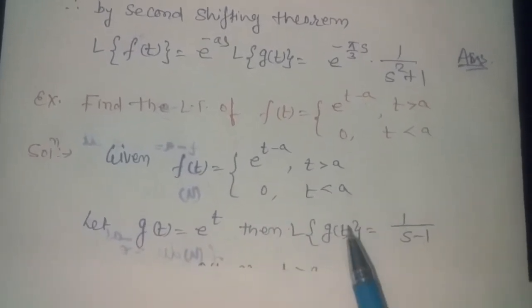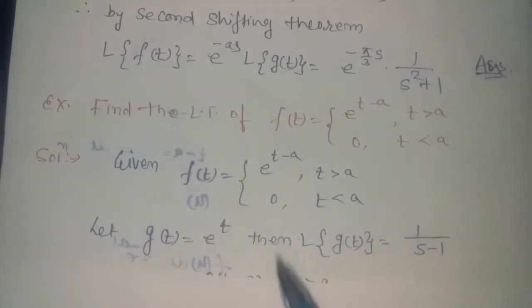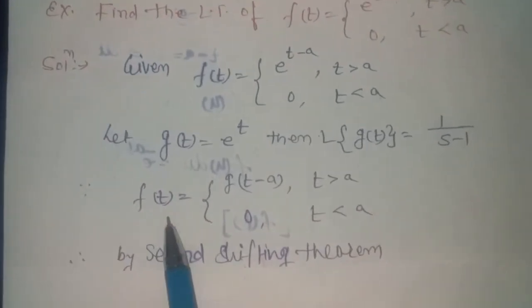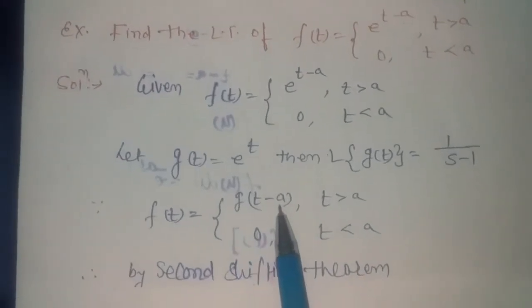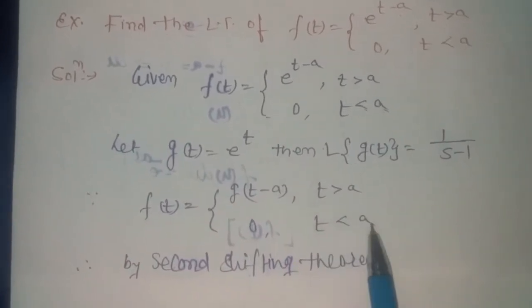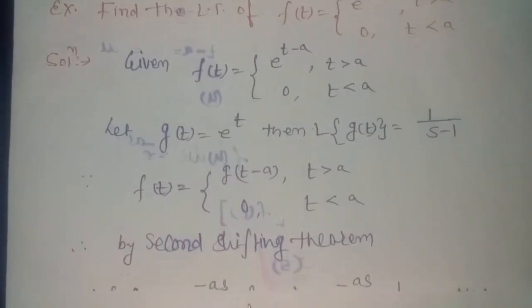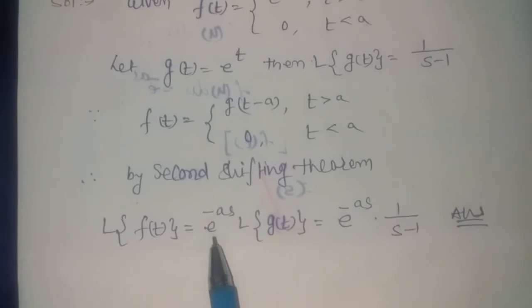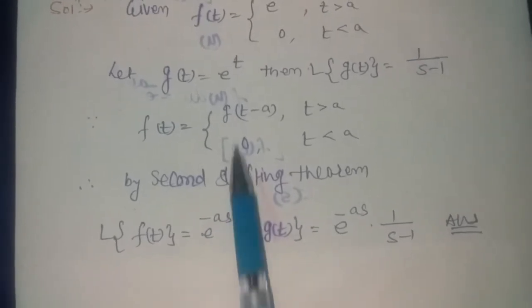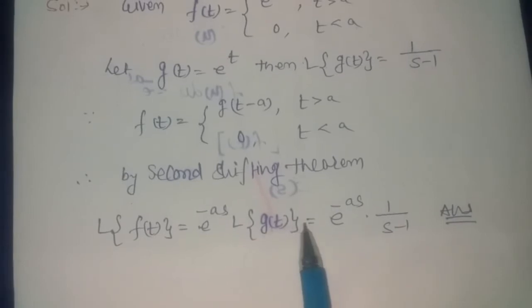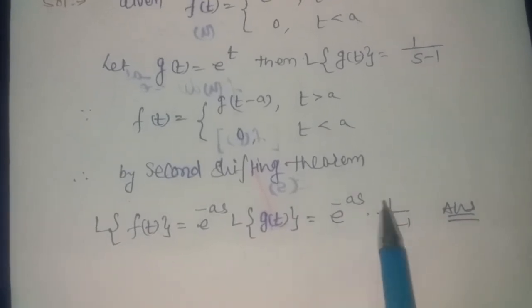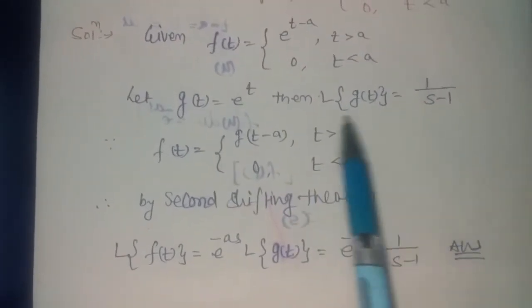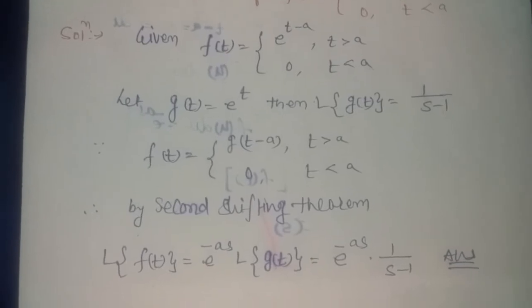Now we apply the second shifting theorem to find the Laplace transform of the f(t) function, because the f(t) function can be expressed as g(t − a) when t is greater than a and 0 when t is less than a. Therefore, by the second shifting theorem, the Laplace transform of such a function f(t) is given by e^(−as) times the Laplace transform of g(t), which we get as e^(−as) times 1/(s − 1). So this is how we apply the second shifting theorem to find the Laplace transform.